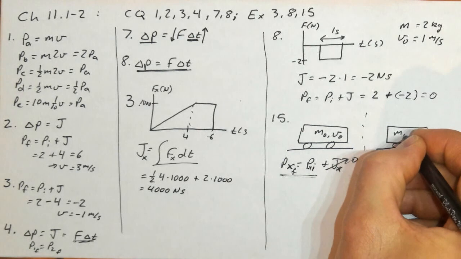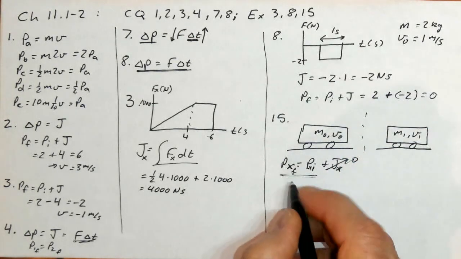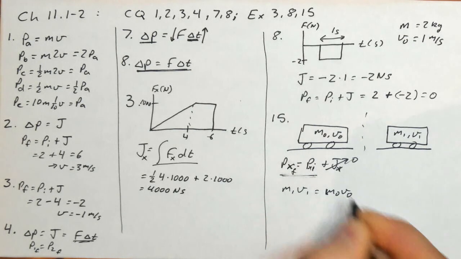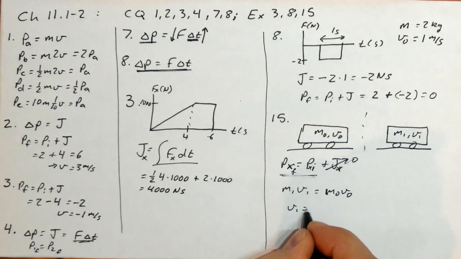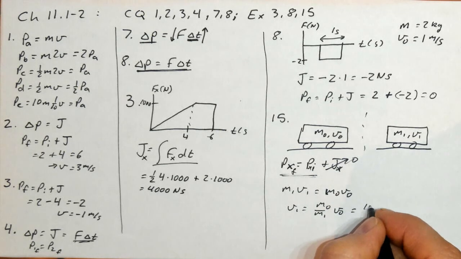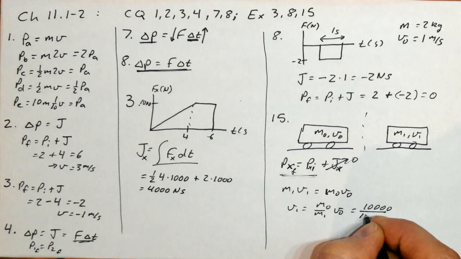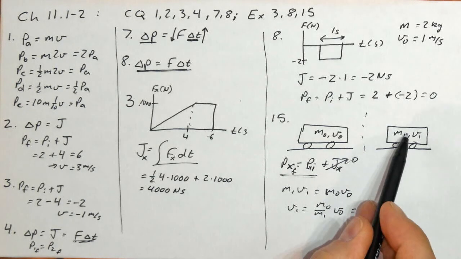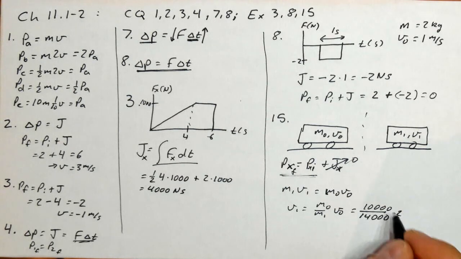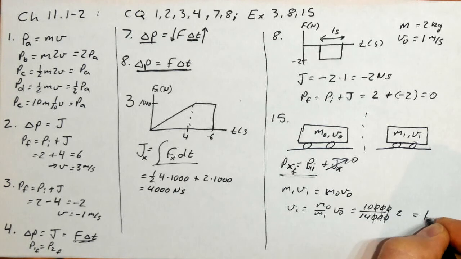So we just say, okay, well, what's v1? So our final will be m1 v1 equals m0 v0. And v1 is then m0 over m1 times v0. Plugging in our numbers, we have 10,000 kilograms over 14,000 kilograms, because the new cart plus load is 14,000, and then times our 2 meters per second originally, and we're going to get 20 divided by 14, or 10 divided by 7, and that's going to give us a 1.4 meter per second final speed.